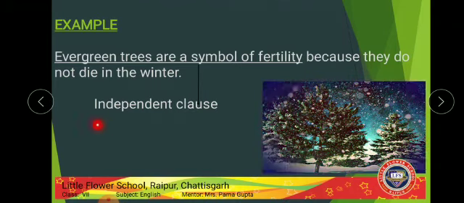Main clause or independent clause. And next is, because they do not die in the winter. Because they do not die in the winter.